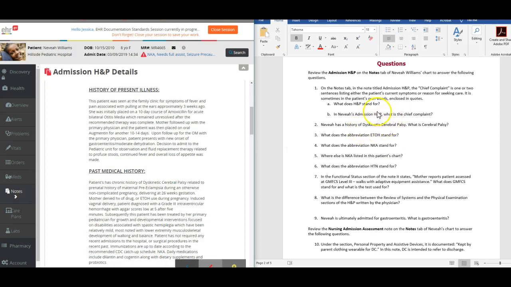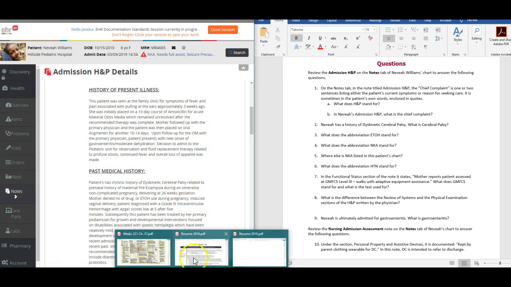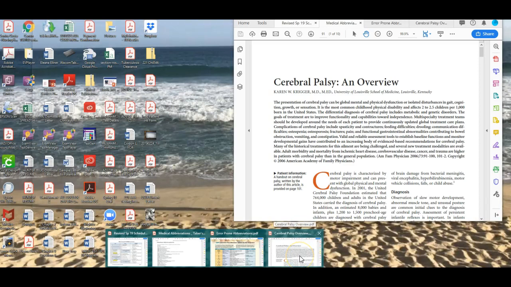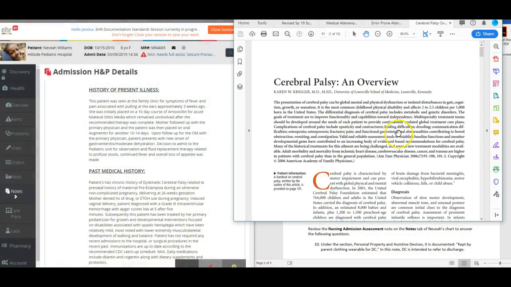So going on further, it says that she has a history of dyskinetic cerebral palsy. What is cerebral palsy? Well, in order to find out that information, you would need to go back into those resources that you had downloaded before and begin with this cerebral palsy overview.